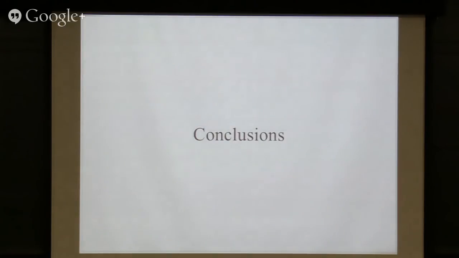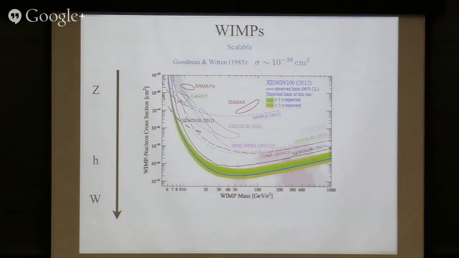With that, let me move on to my concluding slides. So the great thing to do is to search for WIMPs. This all started with Goodman and Witten back in the 80s. Back then they were thinking about cross sections that are really like 10 to the minus 28 centimeters squared. Very small, but big compared to what we are doing today, where we have probed very deep into parameter space. In fact, this plot is pretty dated. We're well past these.